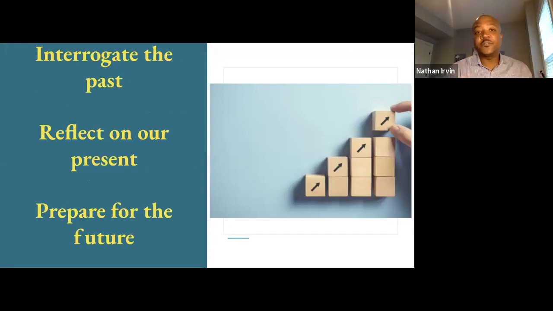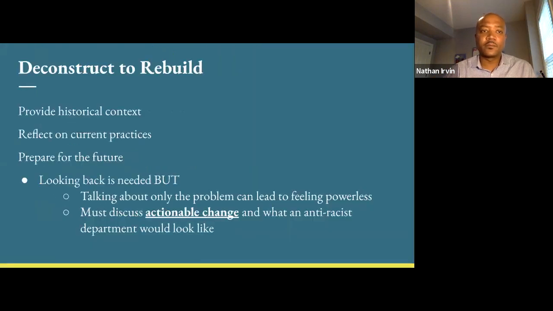The next principle for us to follow is this concept of interrogating the past, reflecting on our present, and then preparing for the future. An anti-racist curriculum must dive into the historical context and historical roots of structural racism in health. This should be tied into a reflection on current practices to understand how we, our systems, our patients are being affected in the present so that we can begin the hard work of deconstructing these harmful practices.